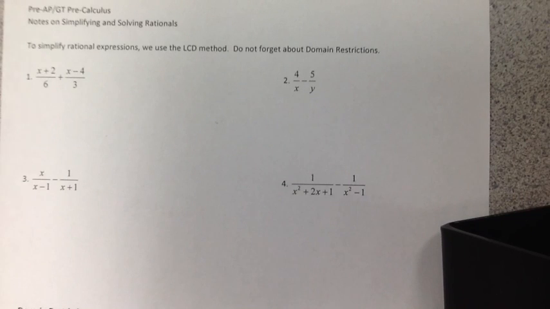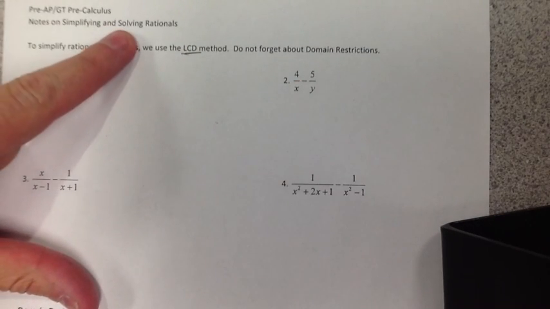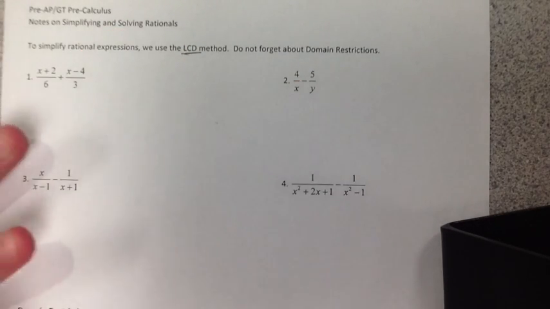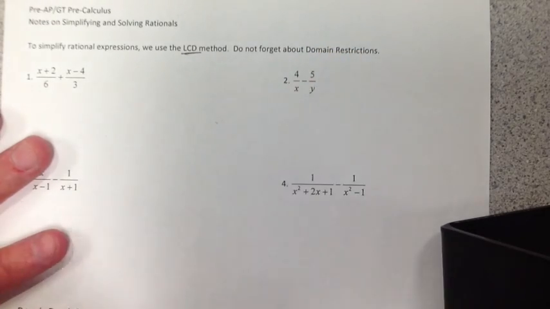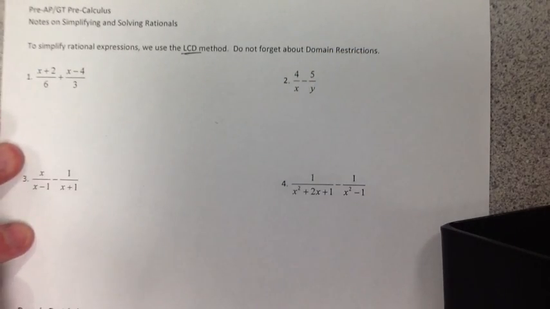Hi, welcome. Today we're going to be reviewing how to simplify rational expressions. We're going to use the LCD method. Now we're also going to be using this tool to be solving for rationals. Now the one thing we can't forget about today are domain restrictions. That's if you have any variables on the bottom. So let's go ahead and get started.